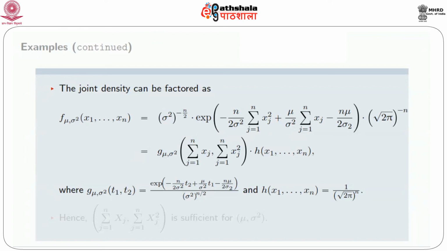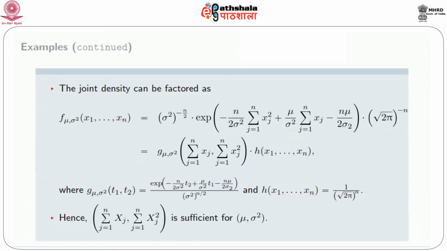and this is actually g(T1, T2) equals to e to the power minus n by 2 sigma square T1 plus mu by sigma square T2 minus n mu square by 2 sigma square, whole divided by sigma square to the power n by 2, and we write h(x1, x2, ..., xn) equals to 1 by root 2 pi to the power n, and therefore we see that summation j from 1 to n xj and summation j from 1 to n xj square is sufficient for mu, sigma square.